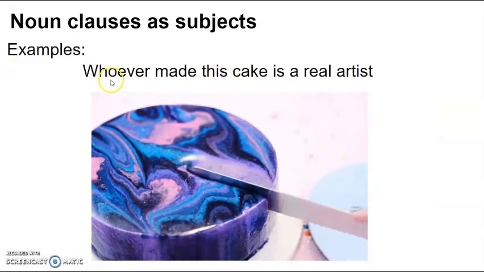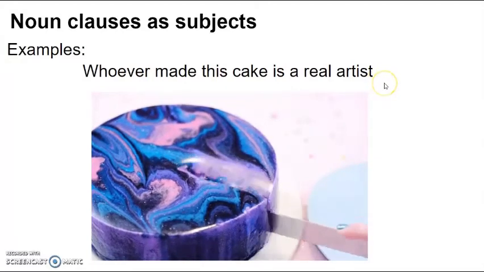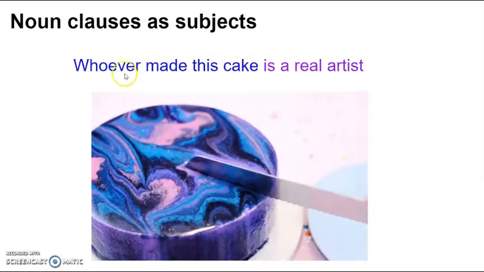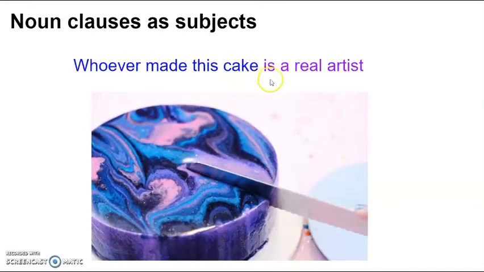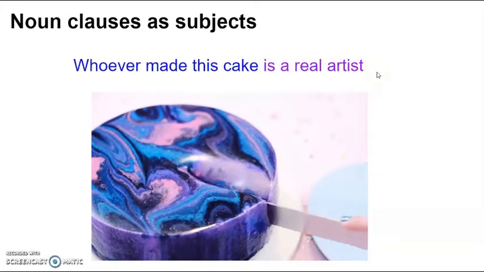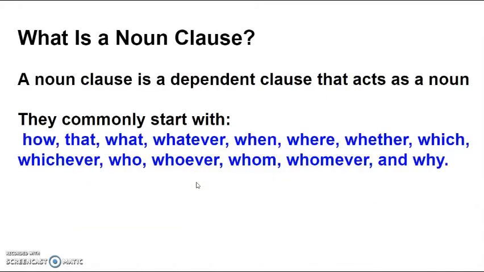Finally, we have whoever made this cake is a real artist. Can you identify as well the noun clause as subject and the predicate? Well, whoever made this cake, in this case, is the subject because he's making the action of being a real artist. So in this case, this is the predicate. So as you could see, you can make these kinds of clauses working as a noun or as a subject by using these words, but not as questions, but as subjects.